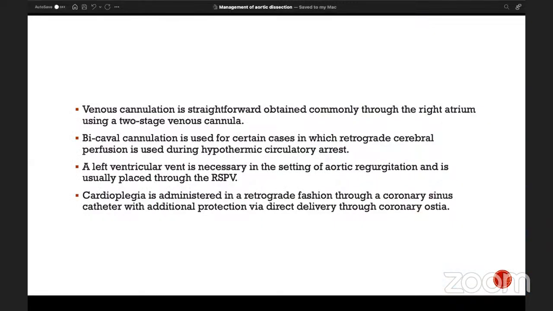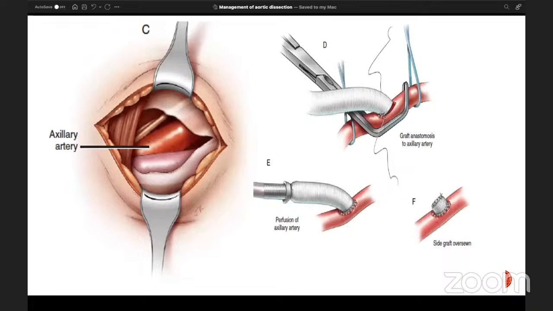For the venous cannulation, it is usually straightforward, obtained through the right atrium with a 2-stage cannula. In certain cases, if you're planning to give retrograde cerebral perfusion, then bicaval cannulation should be obtained. A left ventricular vent is necessary, especially in the setting of aortic regurgitation. Cardioplegia is usually administered through retrograde and direct coronary ostial catheter.